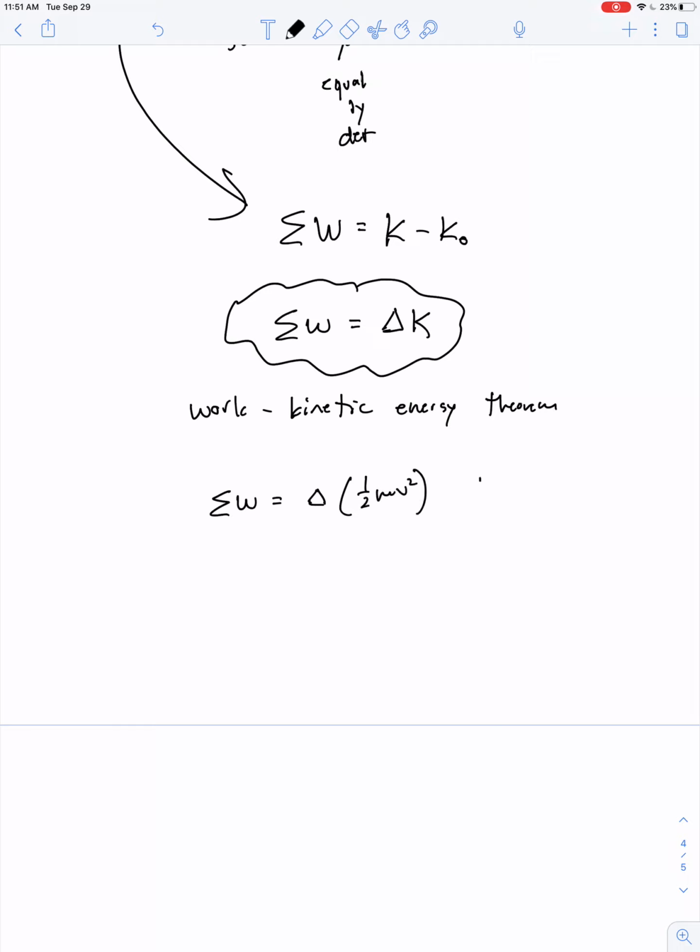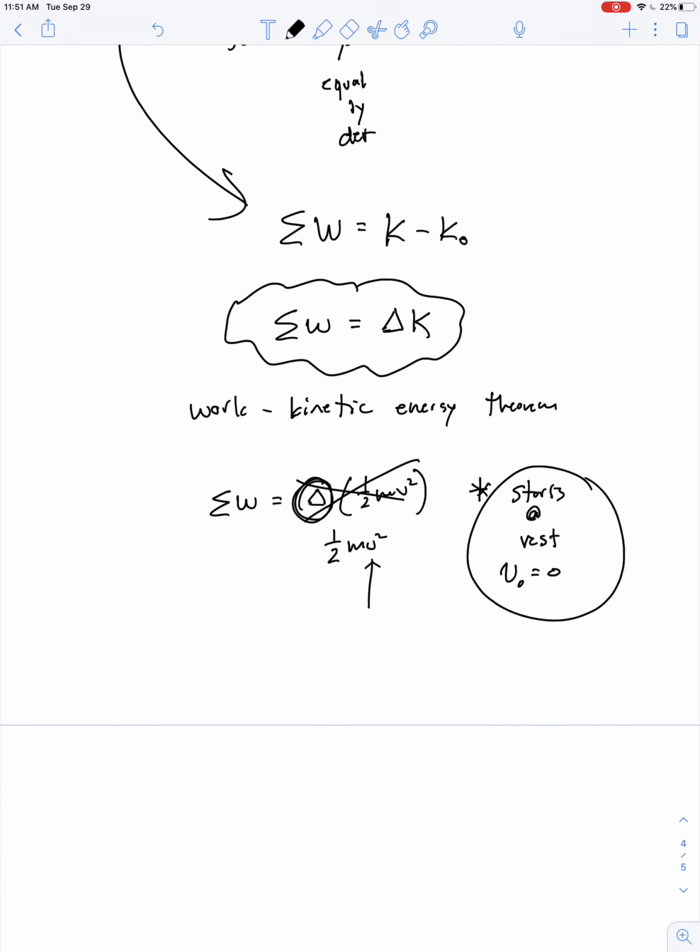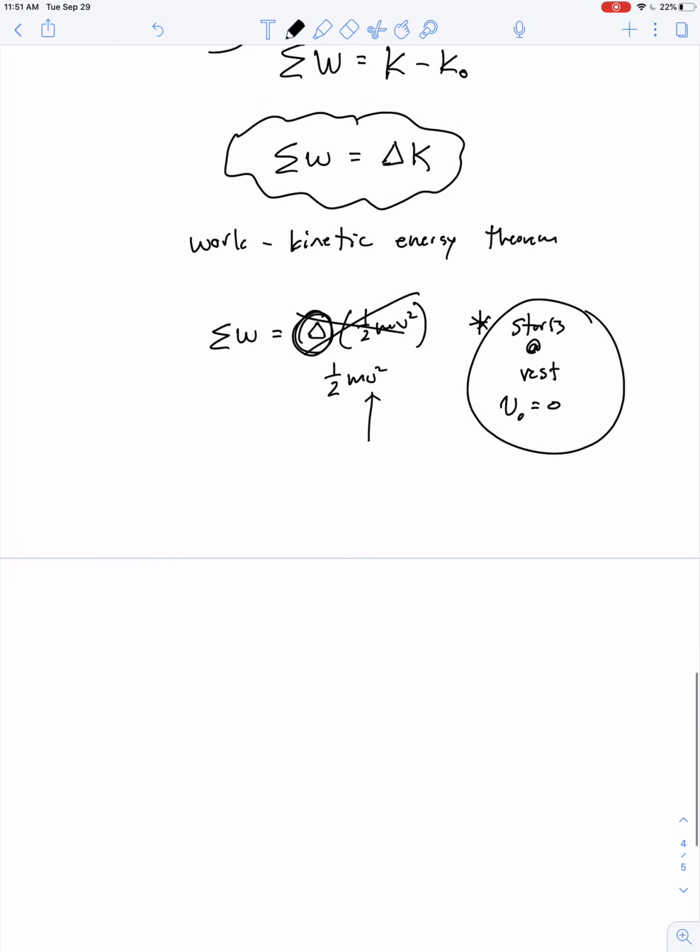Now let's think of the special case of an object that starts at rest. If an object starts at rest, the initial velocity is equal to 0, and therefore the change in kinetic energy is the same thing as an object's final kinetic energy. So we don't have to invoke the symbol delta. So if we had a problem where we had to find what is the final velocity of an object that starts from rest, as long as we knew how much work was done on that object, it should be very straightforward.